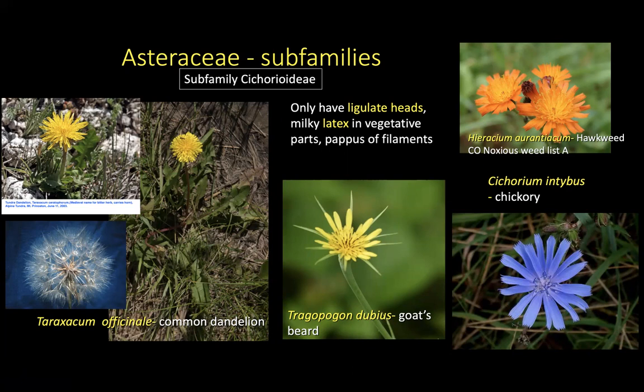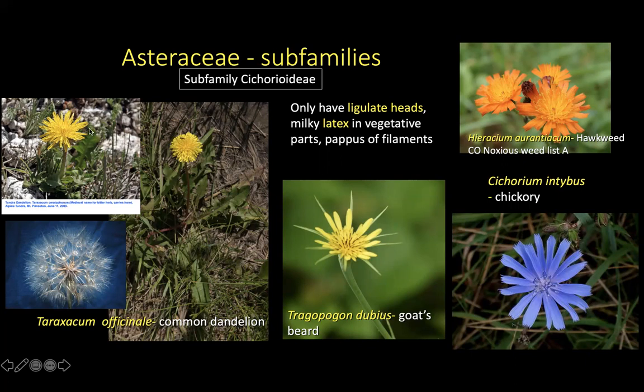Okay, so there's 3 subfamilies we're going to talk through, and you'll see how these floret types in various head types play out. So the subfamily Cichorioideae, or the chicory subfamily, has only ligulate heads. So that's like the chicory over here, which is actually a coffee substitute. The true dandelion is in this group as well, all one type of floret.